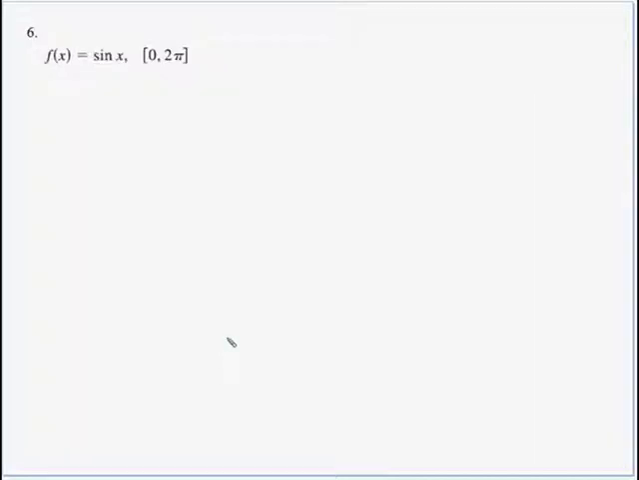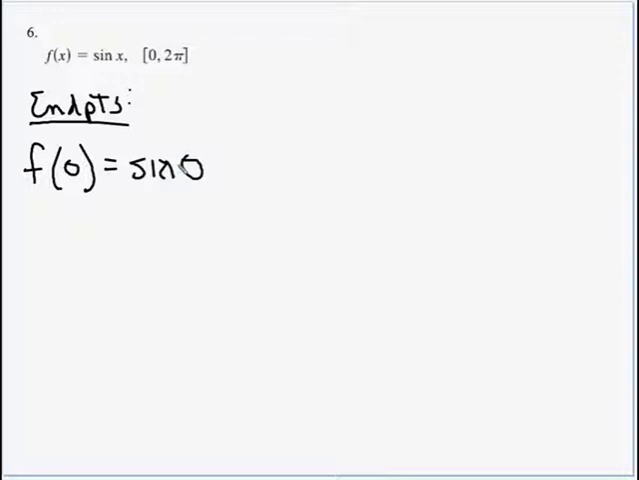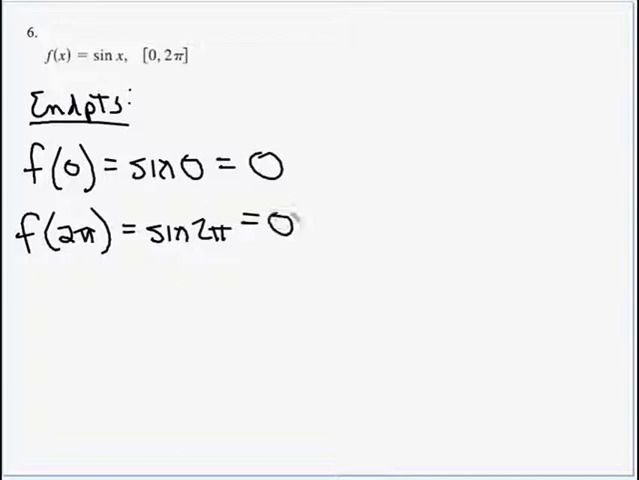Number 6, same directions. So let's check our endpoints. We've got to figure out what theorem we're dealing with. So f of 0 is the sine of 0, and the sine of 0 is 0. And 2 pi, the sine of 2 pi is also equal to 0. Endpoints, same height, tells us we're going to be using Rolle's theorem.